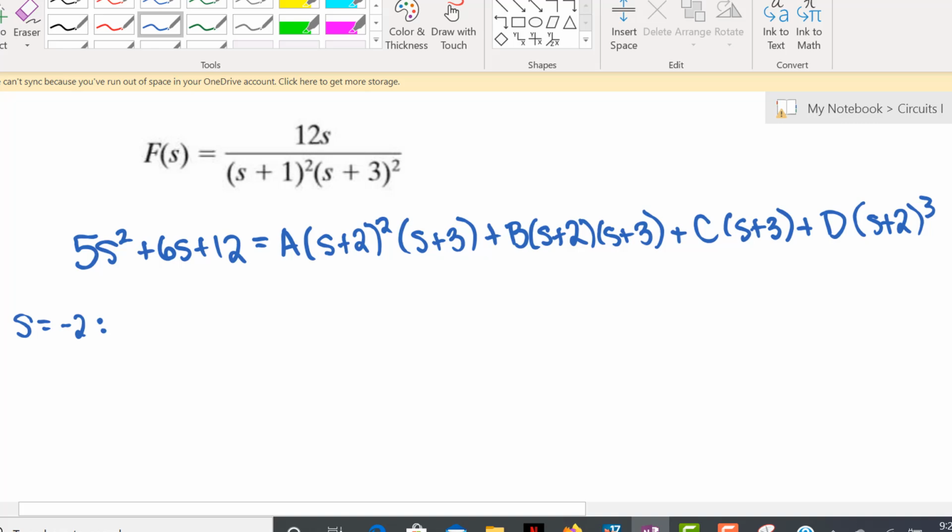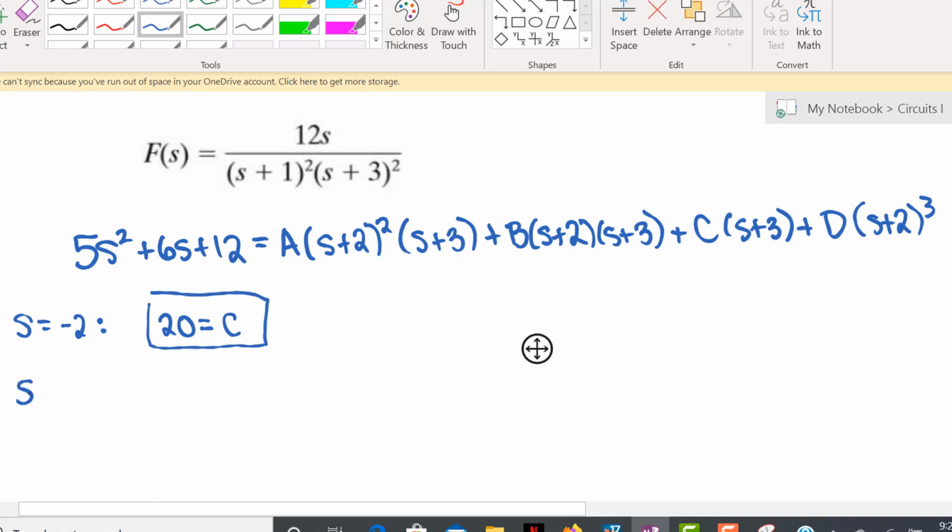So 5 times 4 would be 20 minus 12 plus 12, so we just get 20. And then on the right-hand side, the a is gone, the b is gone, the d is gone, but c will be multiplied by 1. So just 20 equals c.